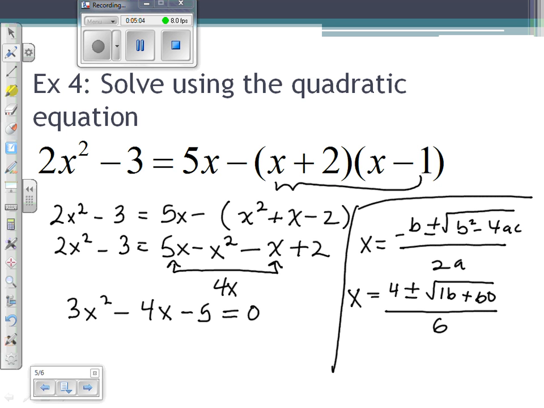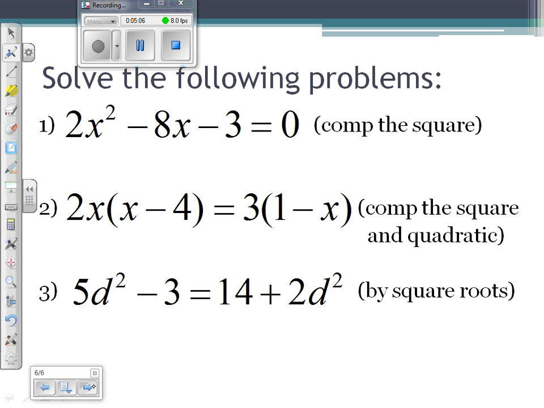Okay? Your job is to solve these problems on your own, bring them to class ready to go, and first one solved by completing the square, next one completing the square and check it using quadratic, and the last one using square roots.